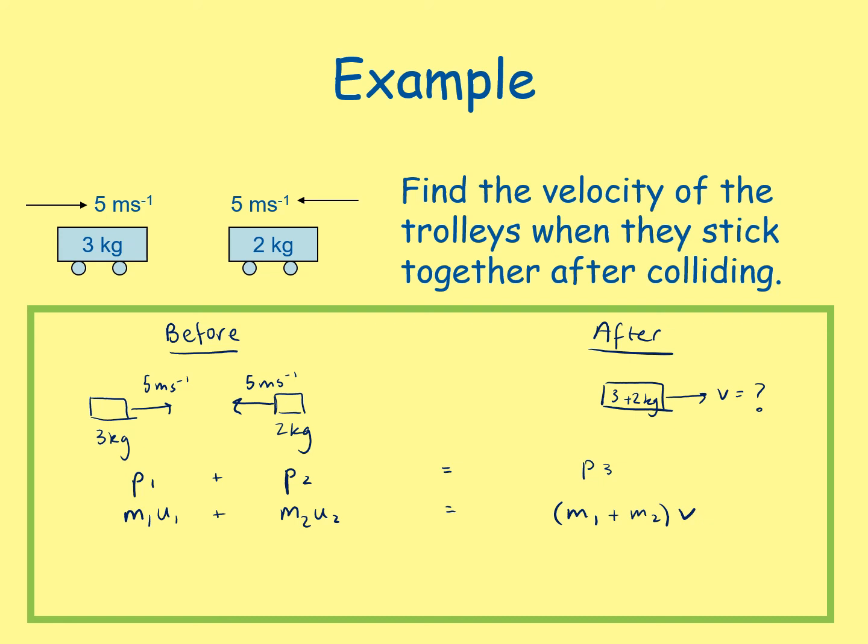Let's fill in our numbers. We have 3 times 5 plus 2 times, here we have to put negative 5 because it's moving in the opposite direction. This is equal to 3 plus 2 multiplied by our v. So we've got 15 minus 10 there, so we've got 5 equals, and our 3 plus 2 is 5, v. So our v is 1 meter per second.